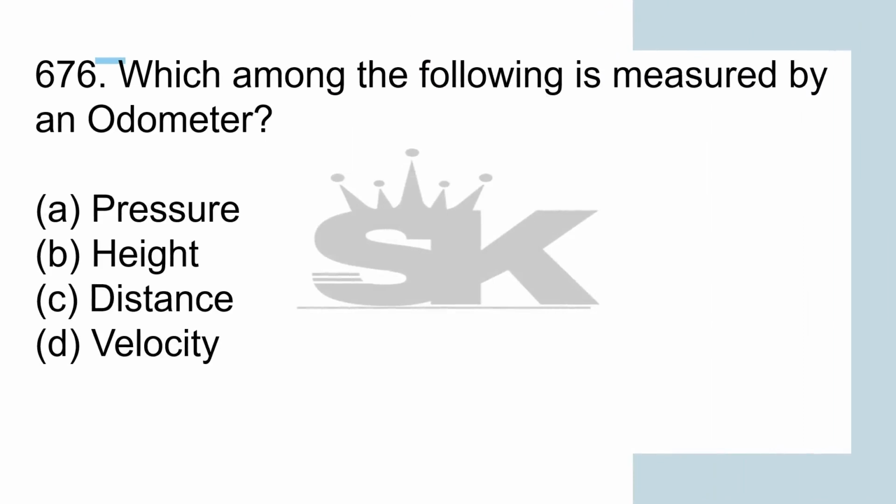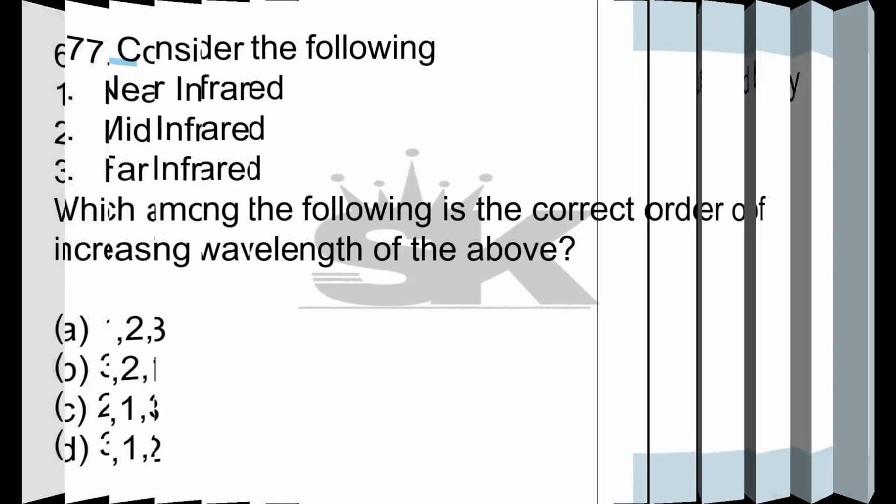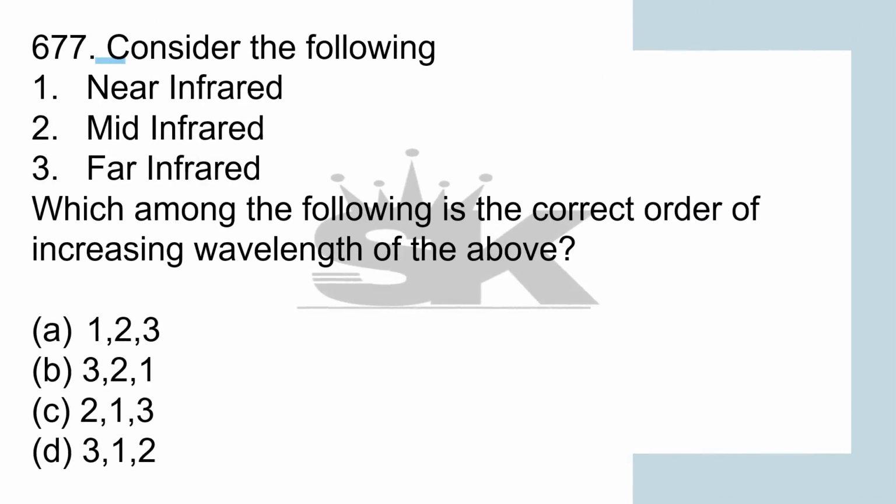Which among the following is measured by an odometer? Known thing, that is distance. Consider the following: near infrared, mid infrared, far infrared. Which among the following is the correct order of increasing wavelength of the above? So here the answer is 1, 2, 3. Near infrared, mid infrared, and far infrared.